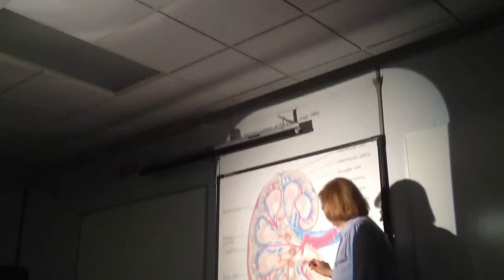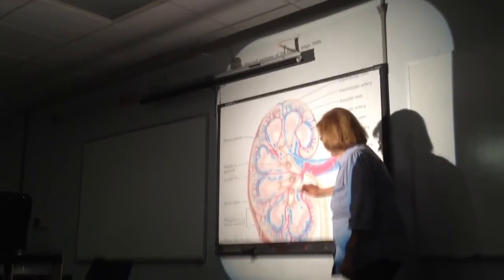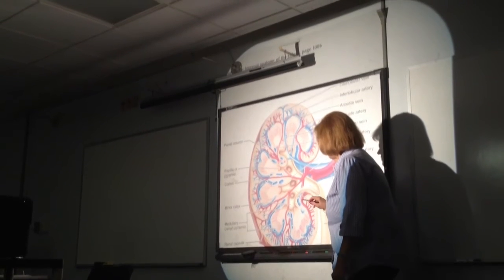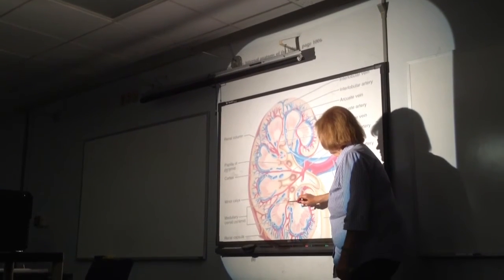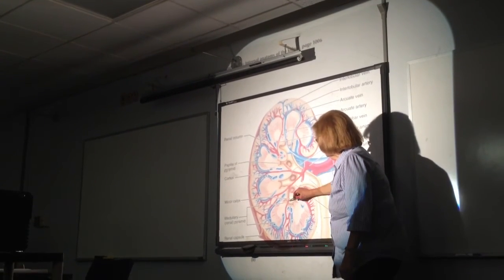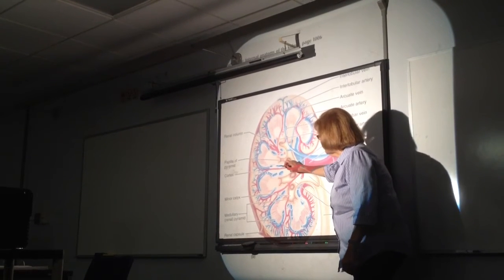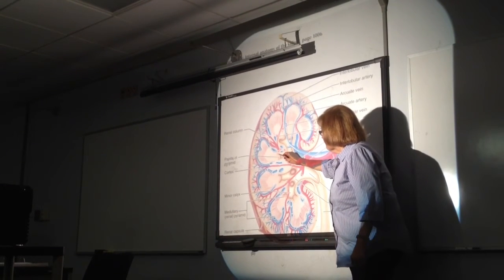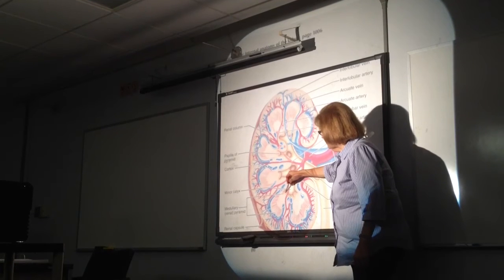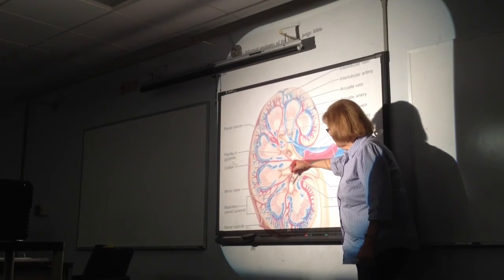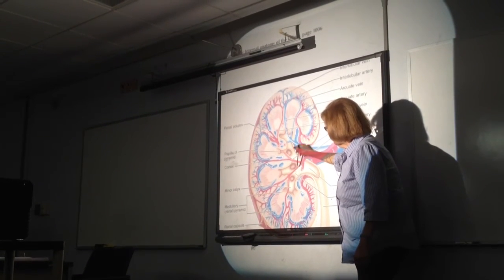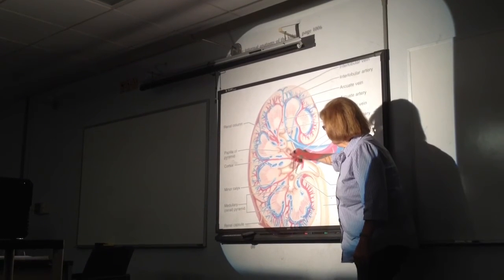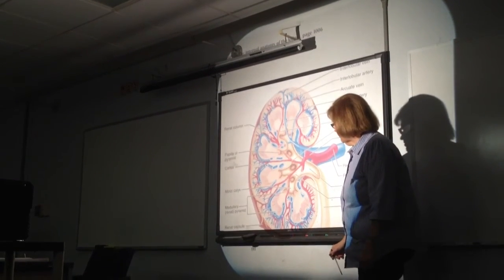All right, so here we have the bigger areas. These are the major calyces. Here's the renal papillae, the tip of the renal pyramids. Coming off the major calyces, we have the smaller areas, which are the minor calyces.